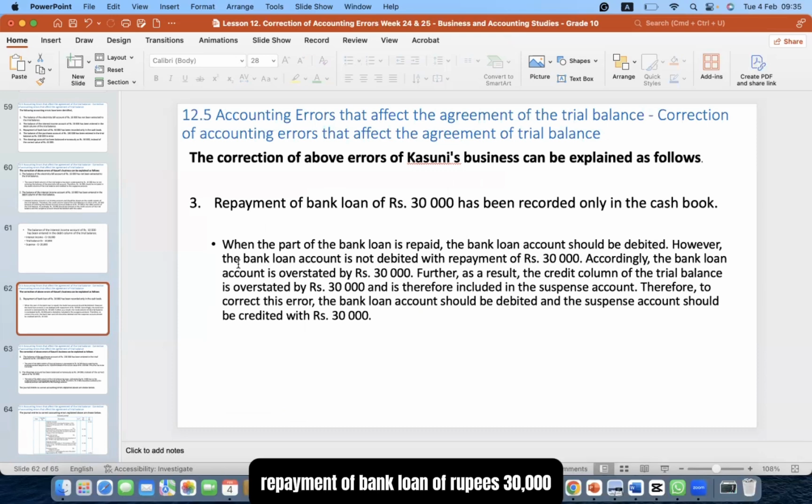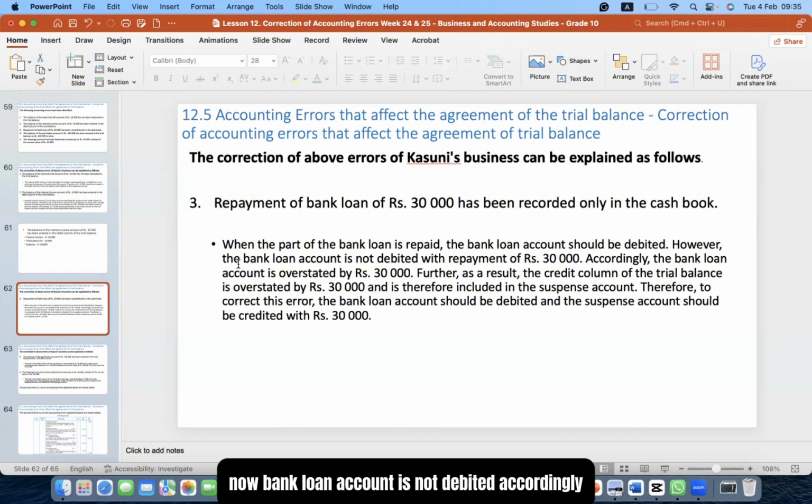Repayment of bank loan of rupees 30,000 has been recorded only in the cash book. So now here you have a problem in the ledger account. Bank loan account should ideally come down by 30,000, but that has not happened. When part of the bank loan is repaid, the bank loan account should be debited. However, the bank loan account is not debited with the repayment of 30,000.